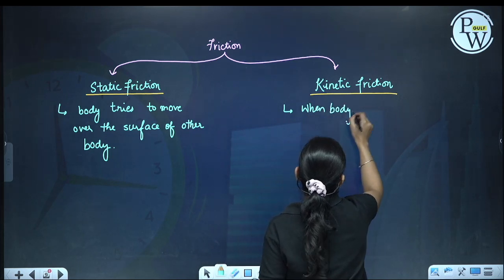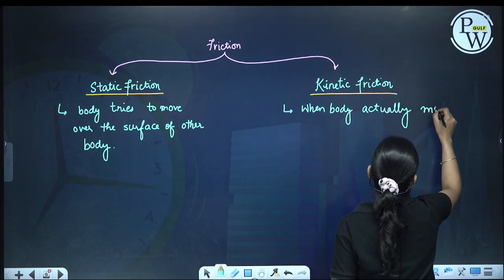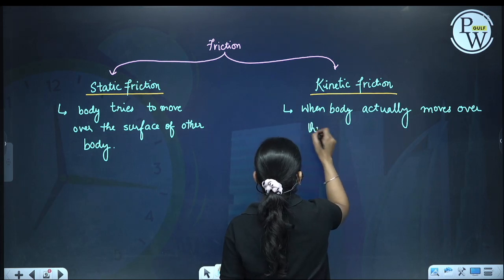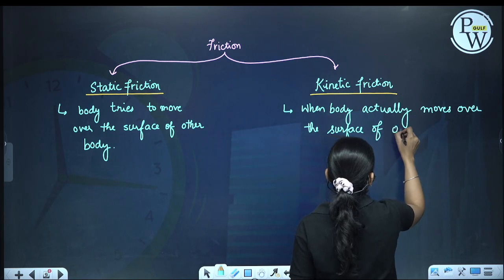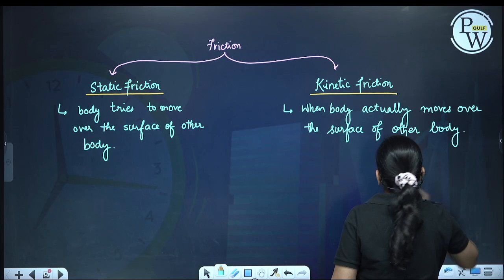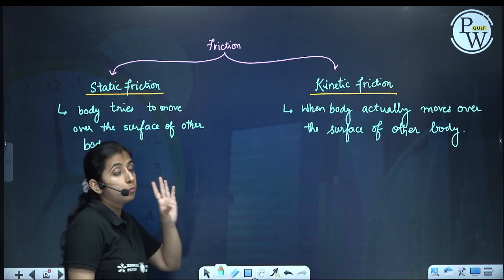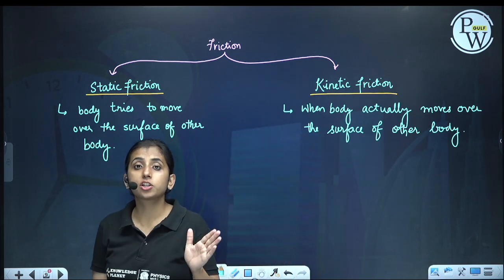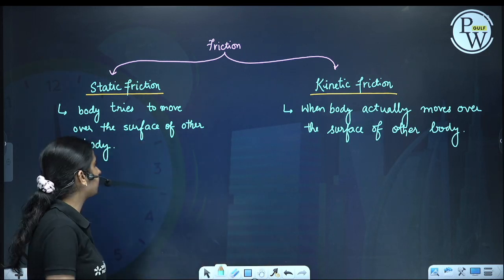And the force which acts when one body actually moves over the surface of other body, the frictional force which comes into play when one body is moving over the surface of other, is called kinetic friction. And when one body is trying to move over the surface of other, that is static friction.